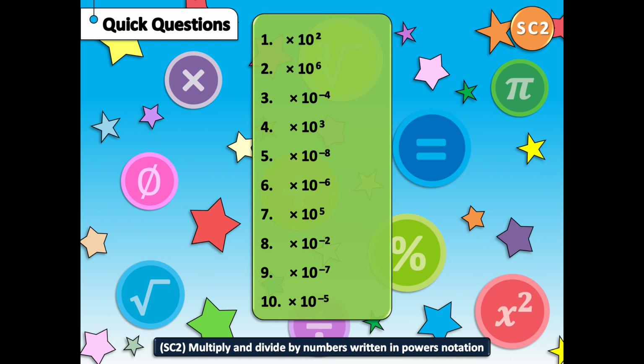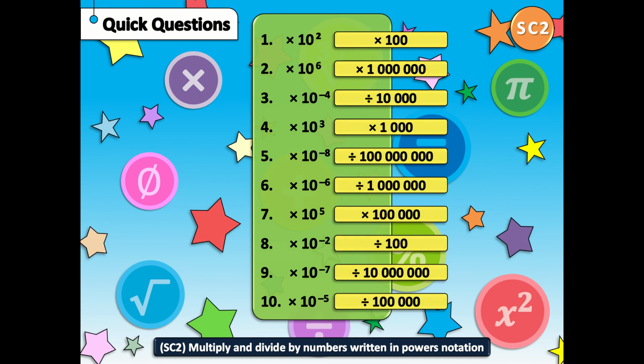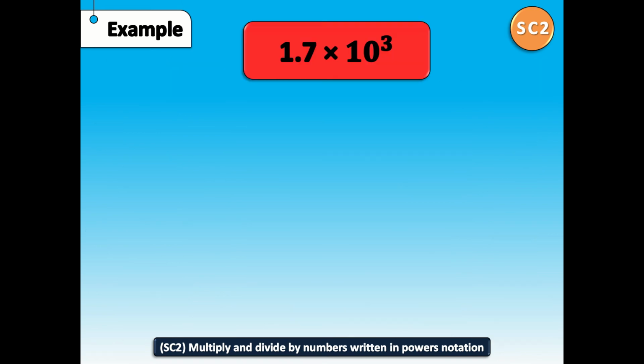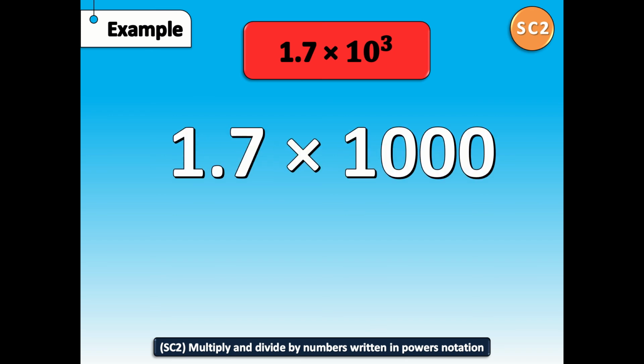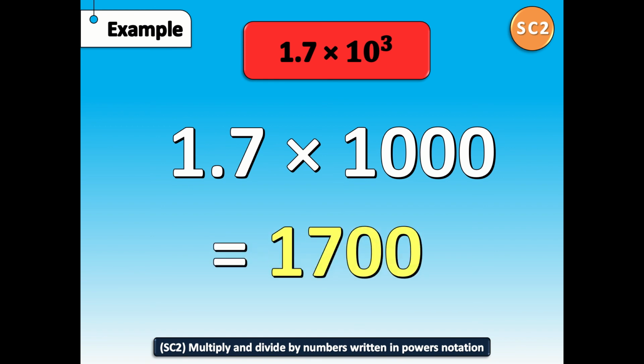Here are your answers, so you can mark those. If we want to do 1.7 times by 10 to the 3, that means we're timesing 1.7 by 1000, which would give us the answer 1700.